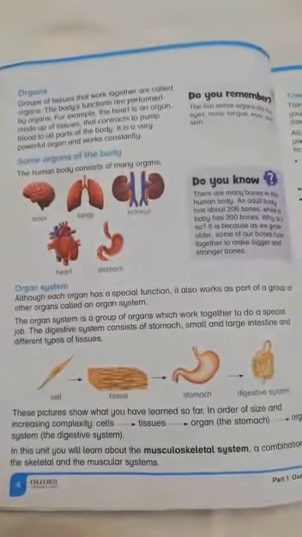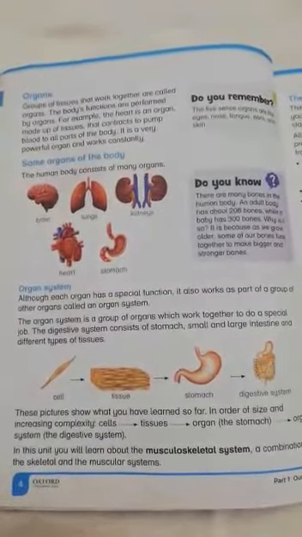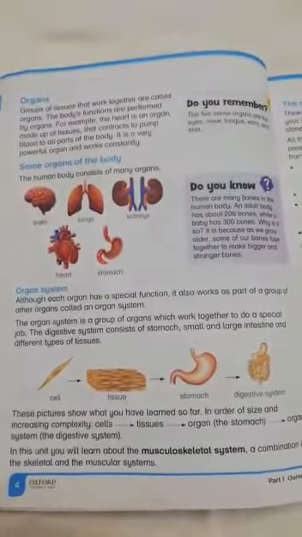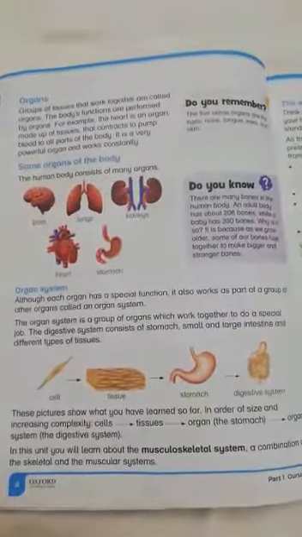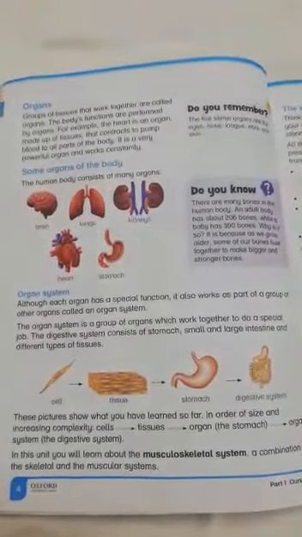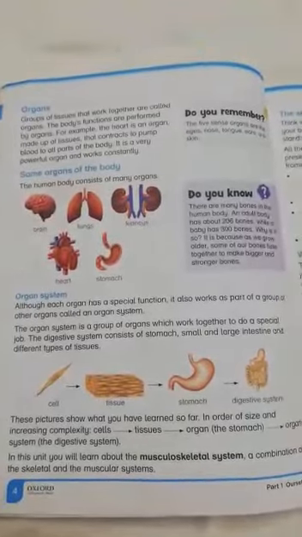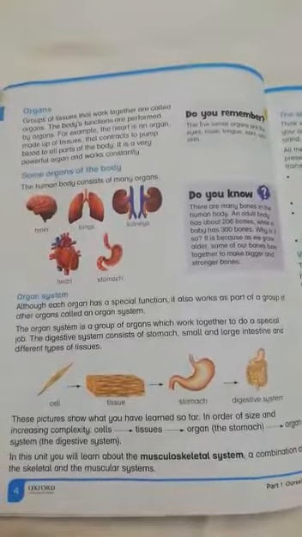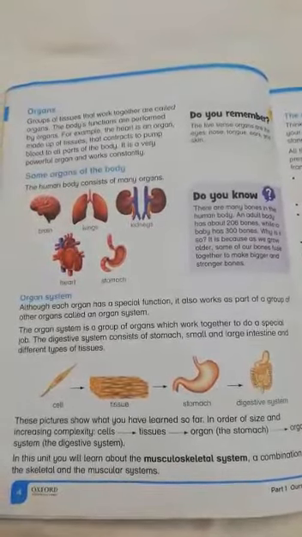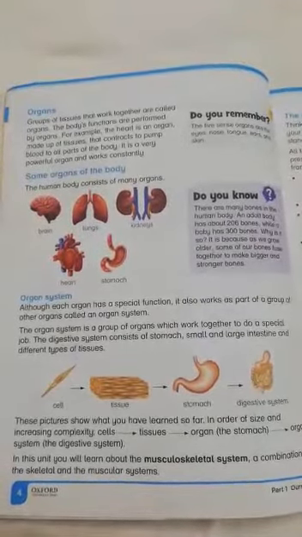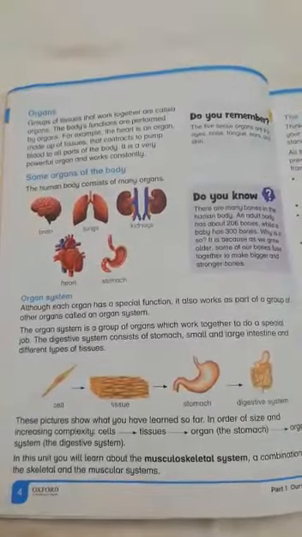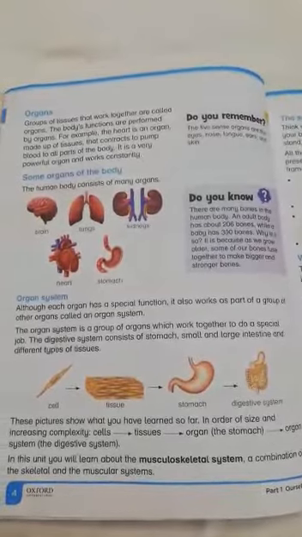Organ system. Although each organ has a special function, it also works as a part of a group of other organs called an organ system. The organ system is a group of organs which work together to do a special job. The digestive system consists of stomach, small and large intestine and different types of tissues. These pictures show what you have learned so far in order of size and increasing complexity: cells, tissues, organ, system.